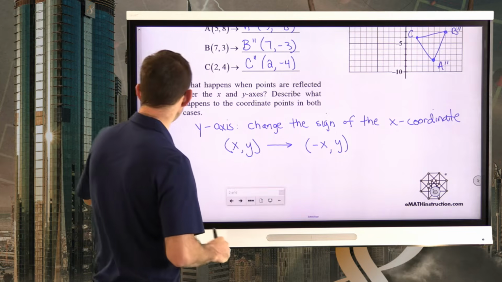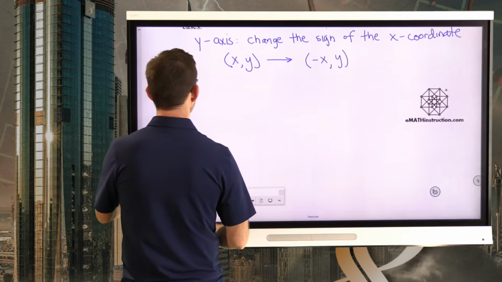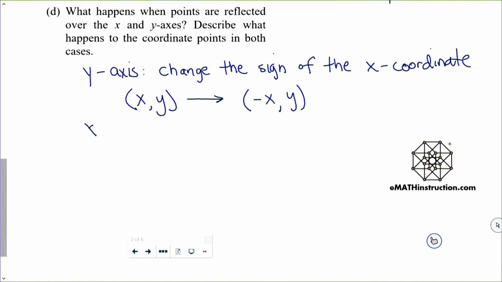And likewise, very similar. Let me extend the page a little bit so we've got some room to work. If we reflect in the x-axis, we're going to change the sign of the y-coordinate.